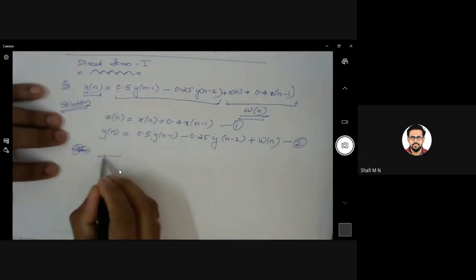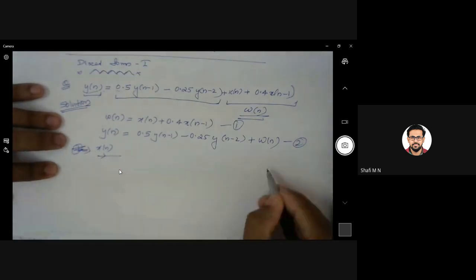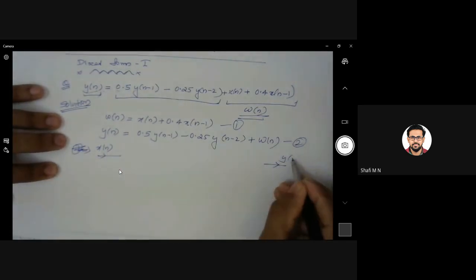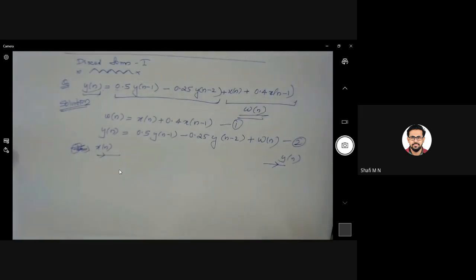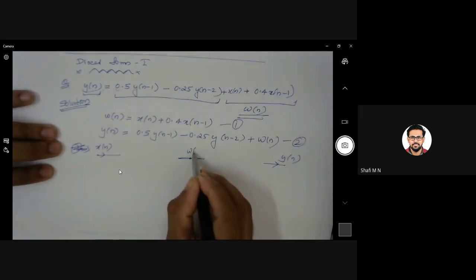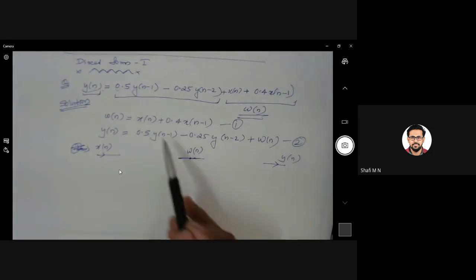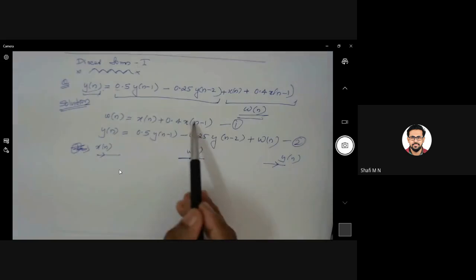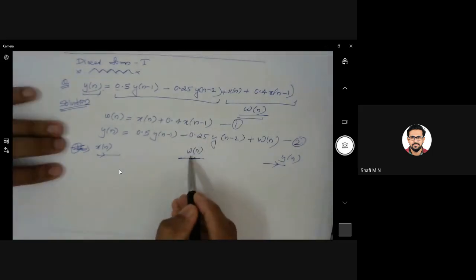So you have a signal called x of n. This is our task. Once x of n is fed from here, your system should give you y of n, the output. In the middle, the signal is named w of n. x of n is going to become y of n, and in between you have w of n. Now let's see what w of n is, because w of n purely depends on x of n terms. To get w of n you need a summing block, isn't it?